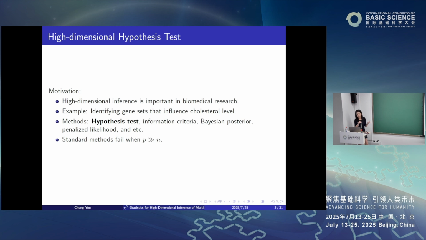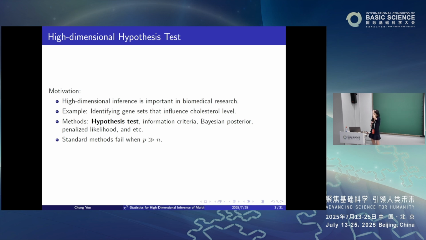So, for example, in biomedical research, if we try to figure out which genes really affect the cholesterol levels, then we may test 500,000 genes against only a few thousand observations. So it is a classic p greater than n case.